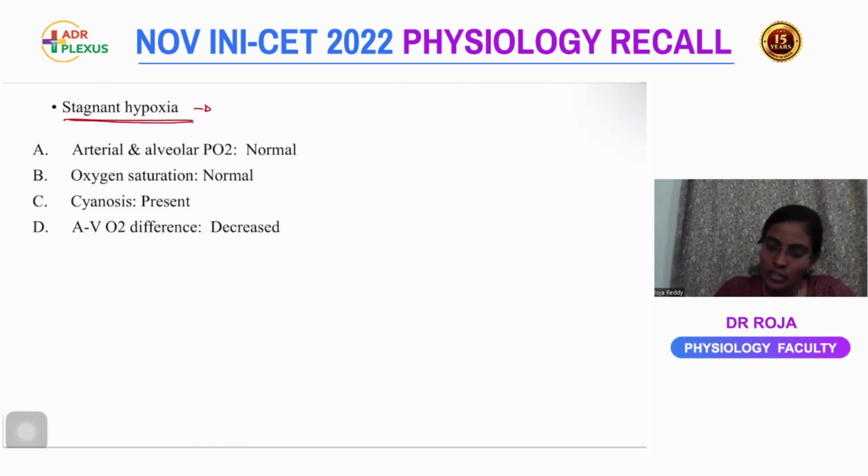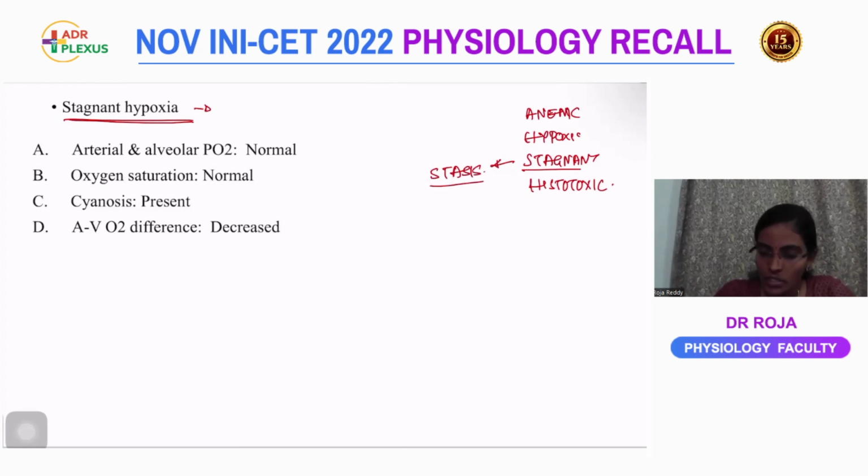So there are various types of hypoxia, like anemic hypoxia, hypoxic hypoxia, and then we have stagnant hypoxia, and then comes histotoxic hypoxia. These are the various types. Now the question is regarding stagnant hypoxia. So what does the name stagnant imply? Stasis.